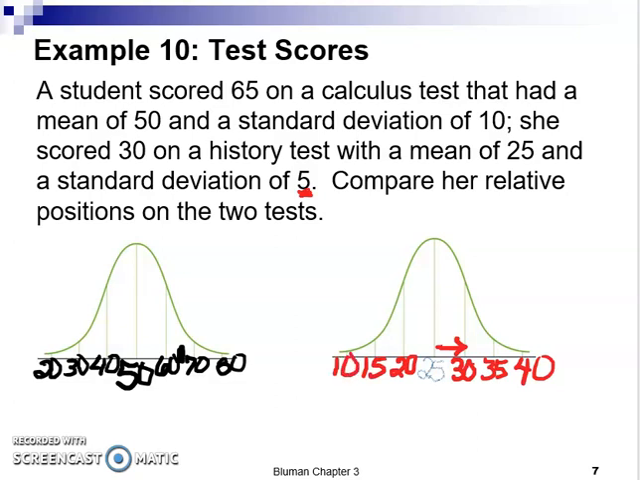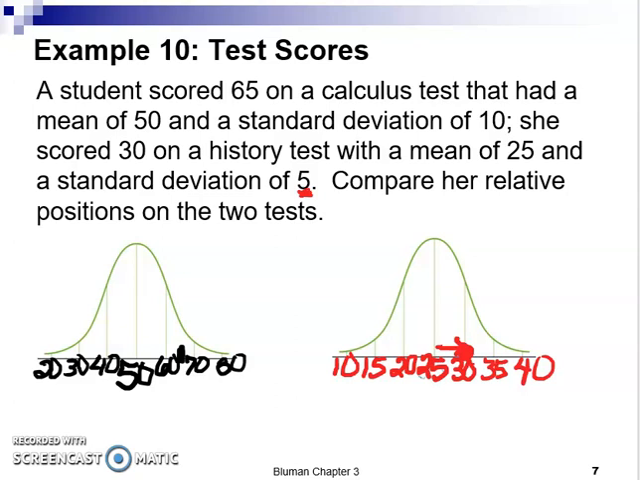But her score on this test is sitting here at a 30. Now, she did better than the mean, that 25 that's here in the curve. But did she do better relative to her classmates in history or in calculus?